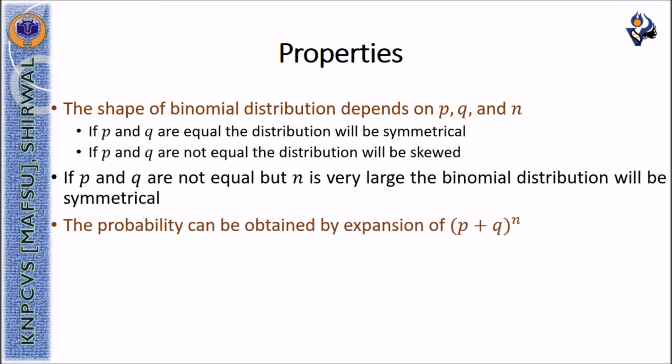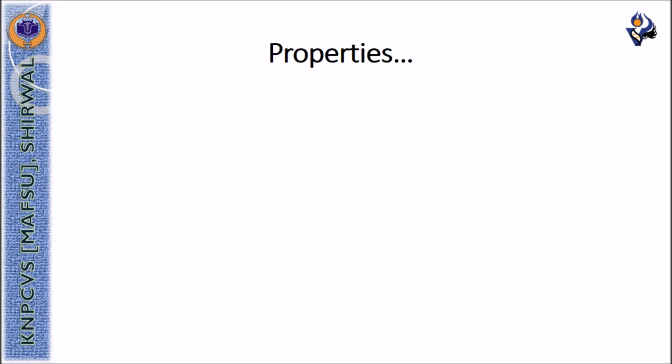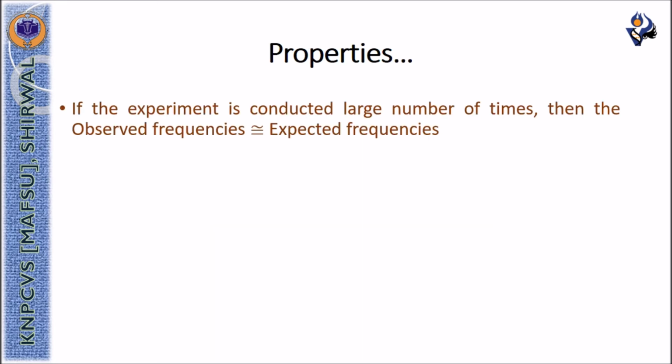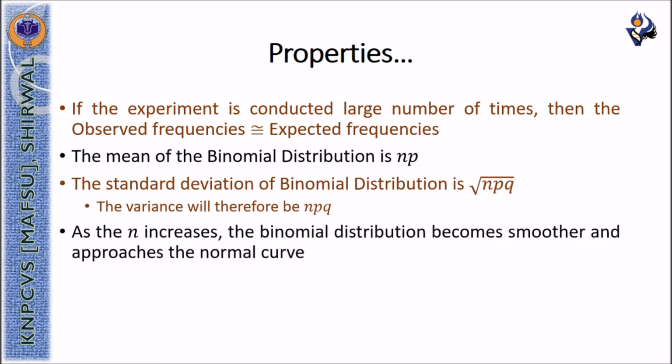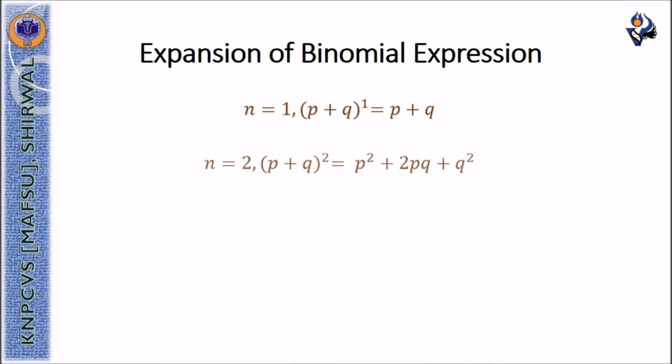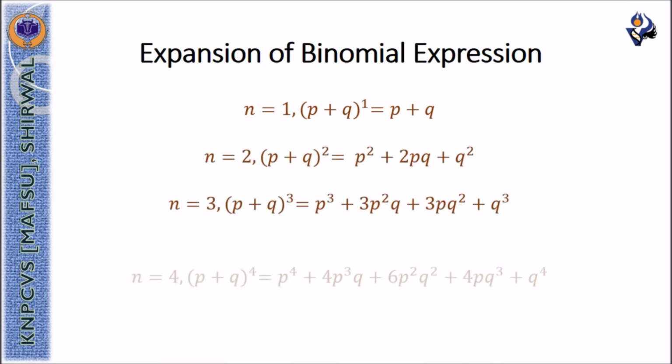The probability can be obtained by the expansion of (P plus Q) raised to small n. If the experiment is conducted a large number of times, then the observed frequencies will approximate the expected frequencies. The mean of binomial distribution will be np, the variance will be npq. As the n increases, the binomial distribution becomes smoother and approaches the normal curve. The expansion of various binomial expressions is exhibited in this slide.